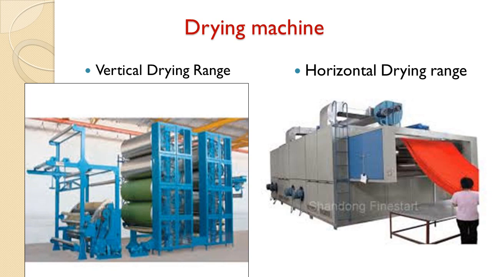In case of a horizontal drying range, these cylinders can be in a horizontal manner, or else a drying zone will be there through which the fabric will be passing horizontally. So this is known as a horizontal drying range or horizontal drying zone. This will come exactly as an attachment in front of the printing station.